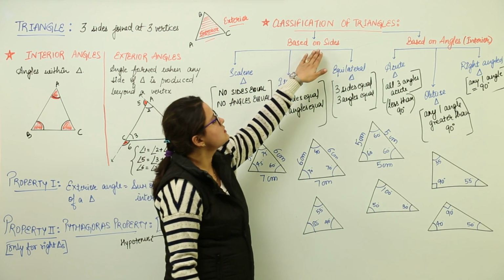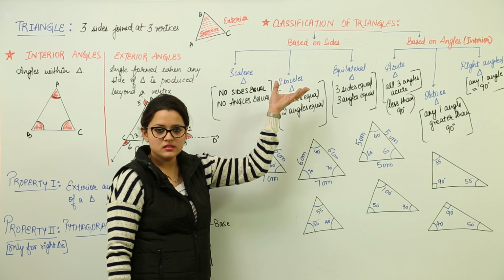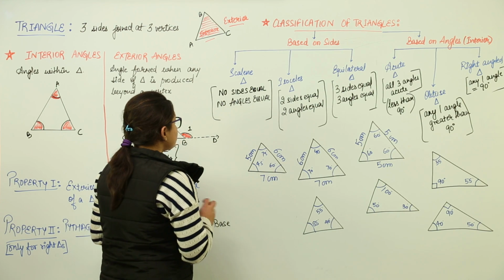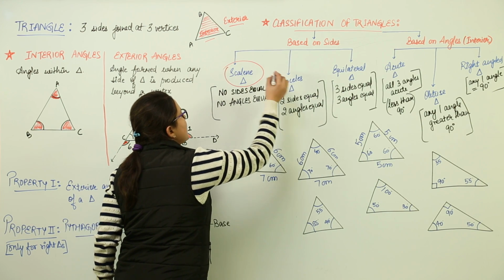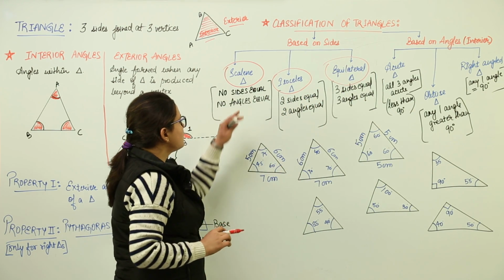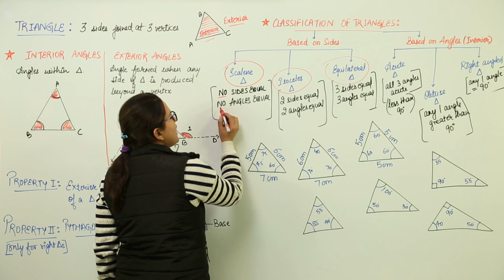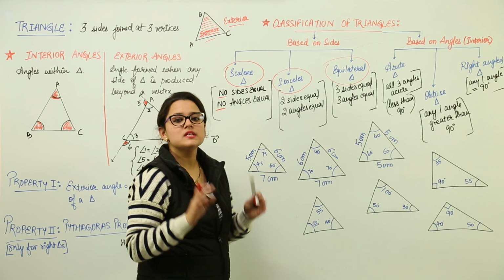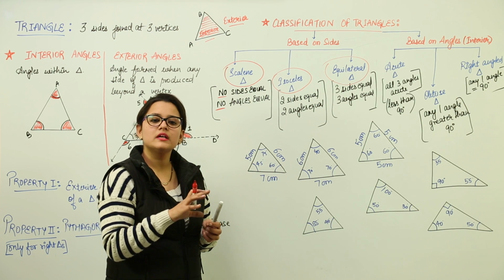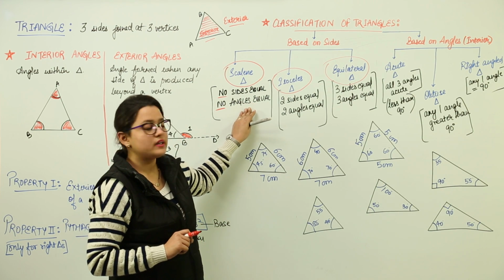Classification is done on two bases, based on sides and based on interior angles. Now if you consider sides, you have divided the triangle into three types, that is scalene triangle, isosceles triangle and the last one is equilateral triangle. Now in scalene triangle you have no sides equal and no angle equal. That means all the three angles are different and all the three sides are having different measurements. That will form a scalene triangle.